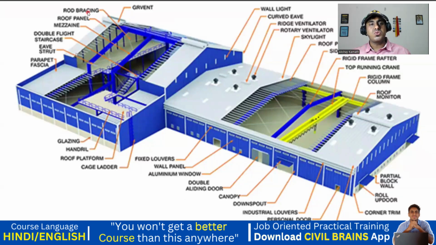Rod bracing, we know. Roof panel, we know. Mezzanine, we know. Then eave strut, you know. This is provided at the eaves level, so it's called eaves strut. And then after that, glazings, we know. Handrail, we know. Cage ladder, this is called cage ladder. We know what louvers are. This is called wall panel.